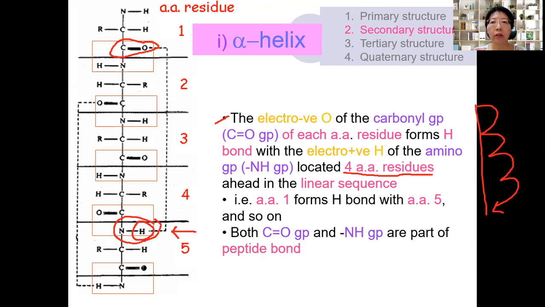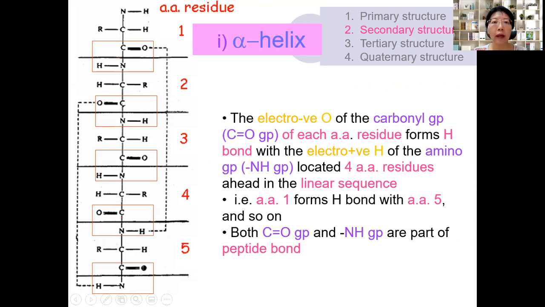So you have to know that the hydrogen bond is formed between both the CO group and the NH group, which are also part of the peptide bond, right? So this NH is part of the peptide bond of this one, and this CO is part of the peptide bond of this one here. So that's where the CO and NH are located, inside the peptide bond, and they are able to form hydrogen bonds as well.